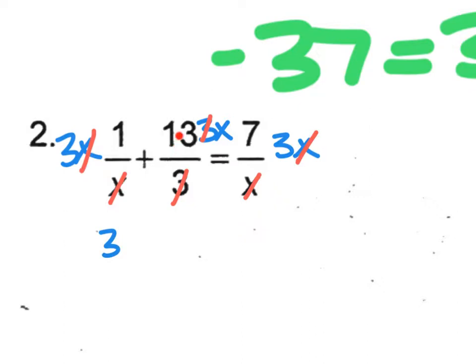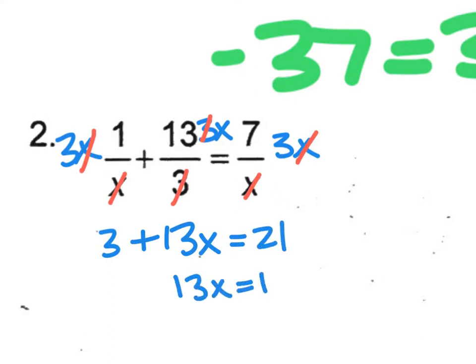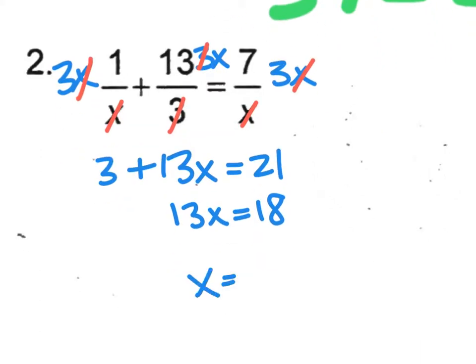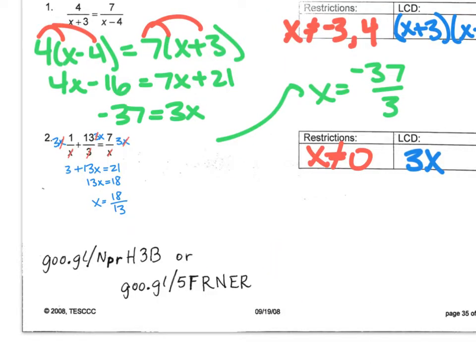plus 13 times x, or 13x, is equal to 7 times 3, which is 21. So I have 13x is equal to 18, leaving me with a final answer of x is equal to 18 over 13. So to reiterate, the biggest trick is to multiply every single term by the LCD, and all your denominators will go away.